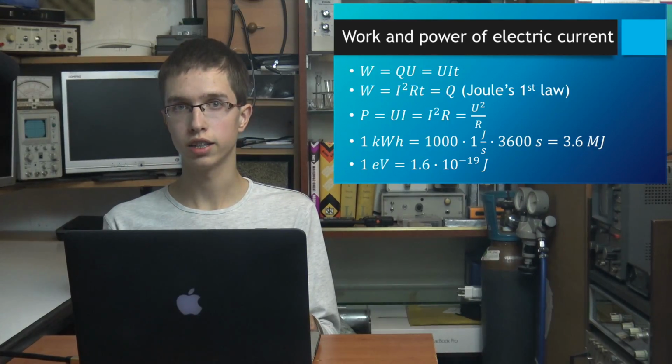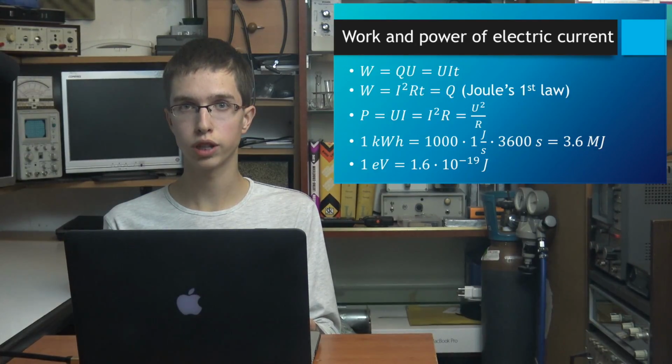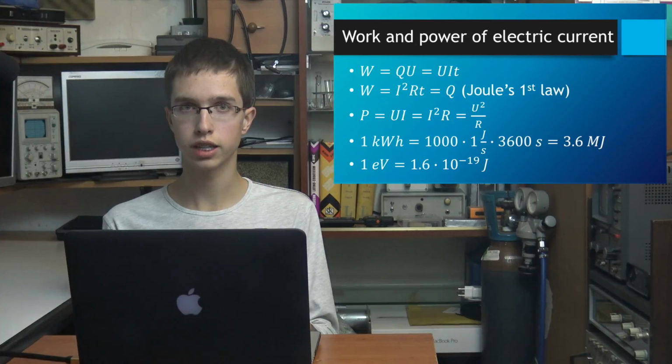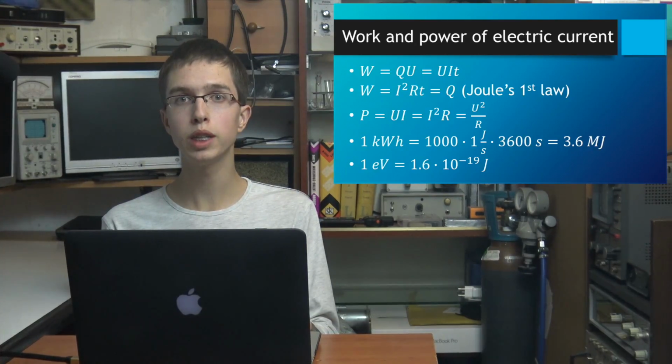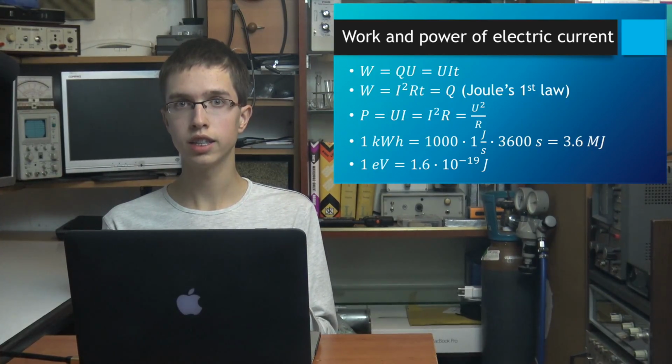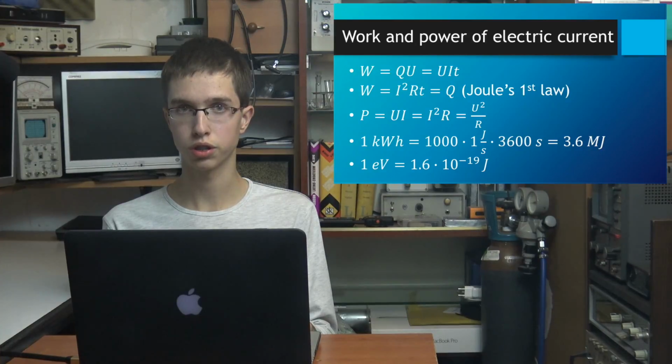We have work of current, so we can also get its power. Power P is work per time interval, so W over t, and if we put in here expressions for W, then we can get these formulas for P, power of electric current. There is a theorem called the maximum power transfer theorem, which says the power on a load in a circuit will be the biggest possible if the outer resistance, big R, is equal to the inner resistance of the source, small r.